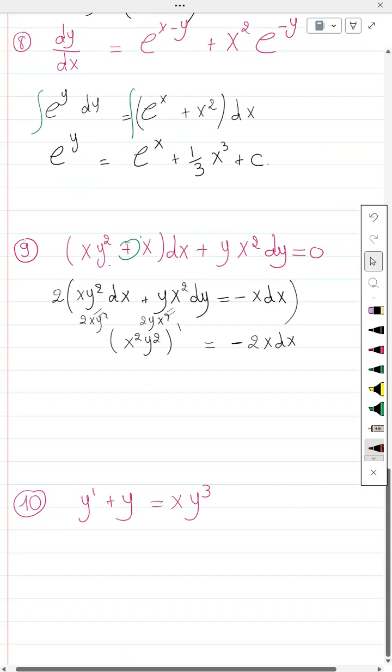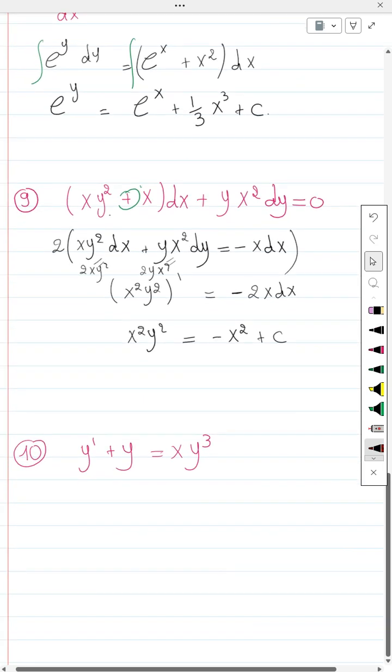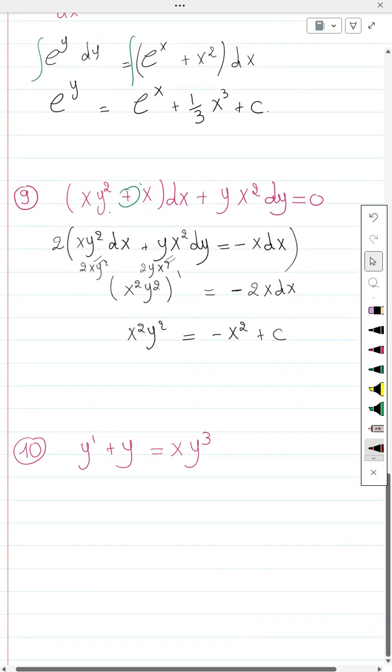By integrating, we're going to obtain x squared y squared is going to be equal to minus x squared plus c. By dividing by x squared, we're going to obtain the solution, and by getting the square root, plus or minus the square root, you're going to get y by itself.